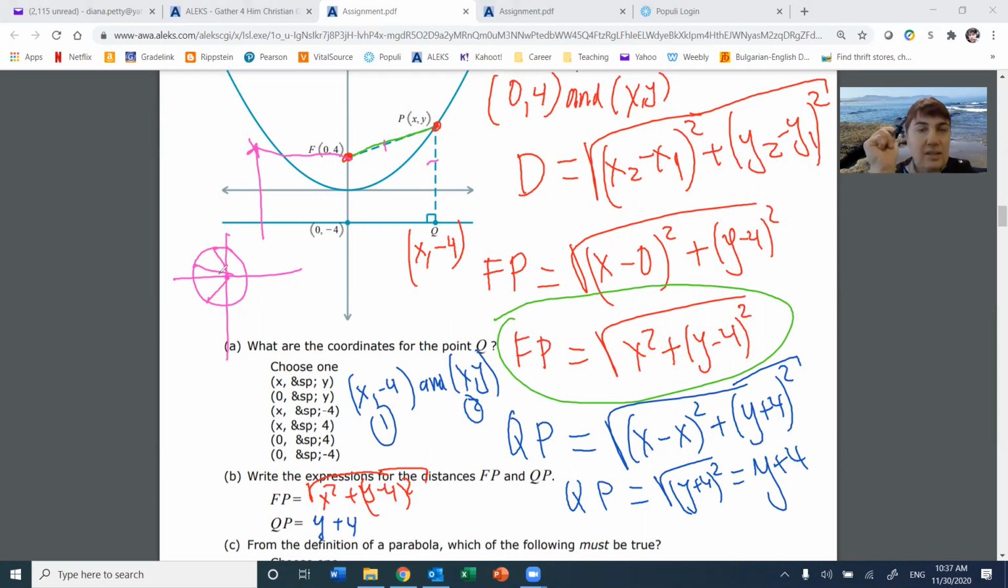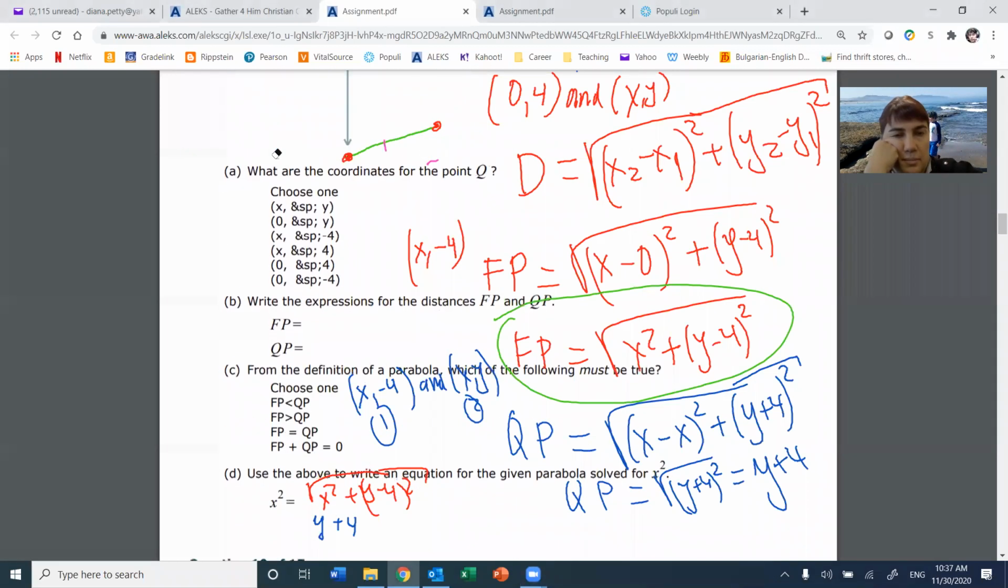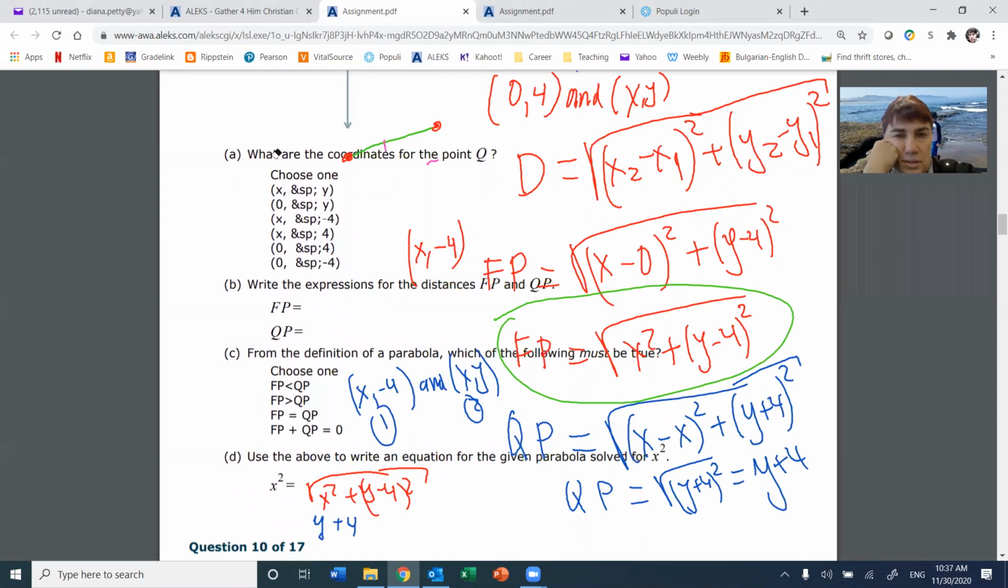The definition is also in the book. So now we need to go to part D. Let's go to part D without erasing what we have here. Part D. Okay, so I'm going to put it here in between. Use the above to write the equation for the given parabola solved for x squared.